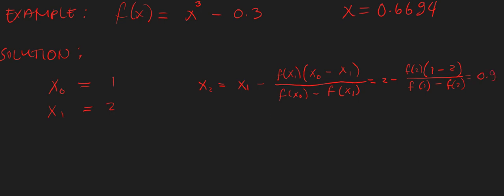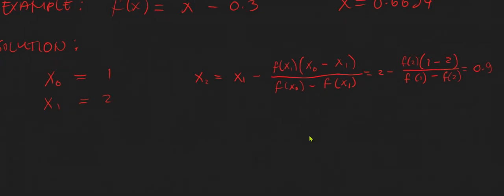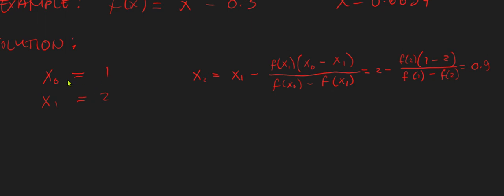So if we try to see our new value now, x2 is 0.9, and we choose 1 and 2 as our initial values, so the next value is not between 1 and 2, so meaning it's not really a bracketing method, it's an open method. It goes down outside the interval of the two initial guesses.